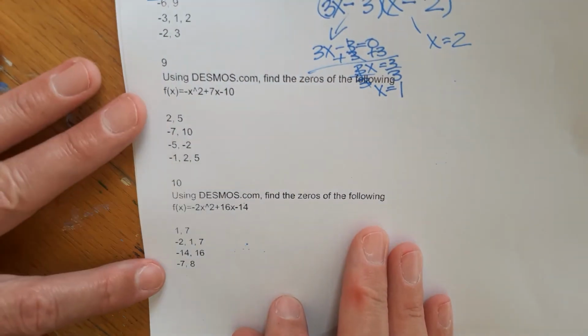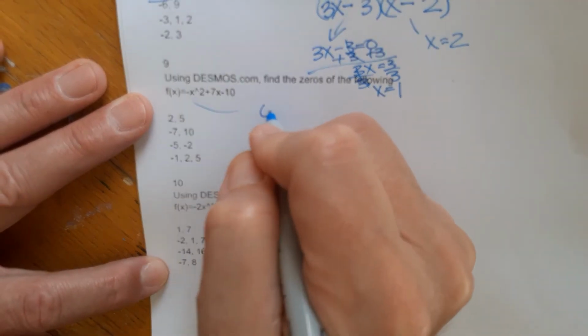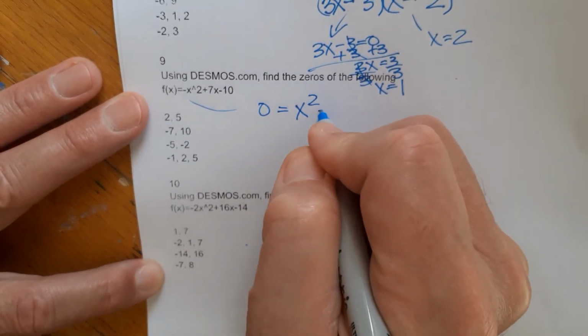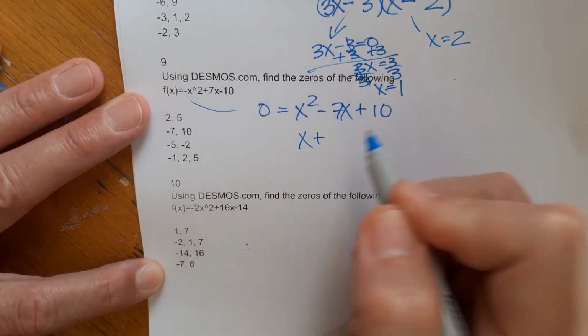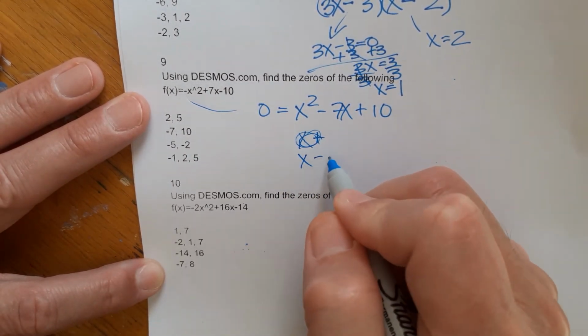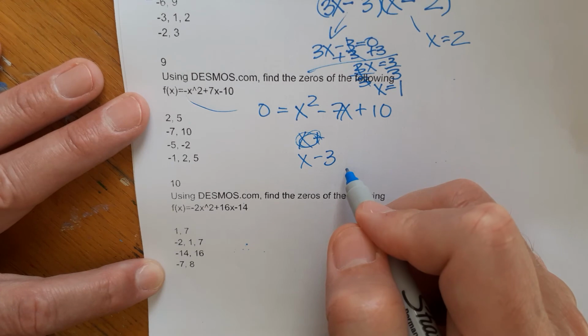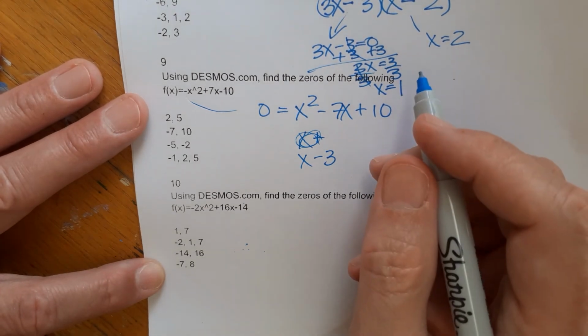Well, I guess they're getting us to practice this shift it, because I see another negative. 0 equals x squared minus 7x plus 10. I think it's an x. I think it's an x minus 3. Oh, how about 2 and 5?